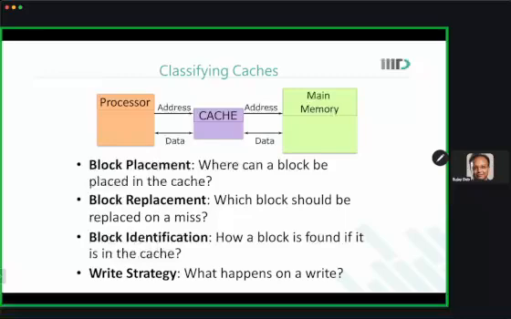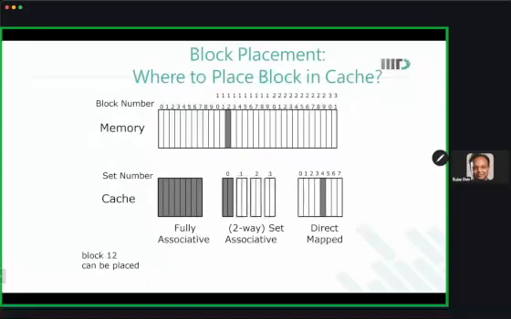So for block placement, essentially we are trying to answer this question: where can a block be placed in the cache? And we have seen that there are three strategies. If we have the flexibility to put the block anywhere in our cache, then we call it a fully associative cache. So this is our fully associative cache. In the example, we want to bring block number 12 into our cache. If we have the flexibility to put it anywhere in our cache, then we call it a fully associative cache.